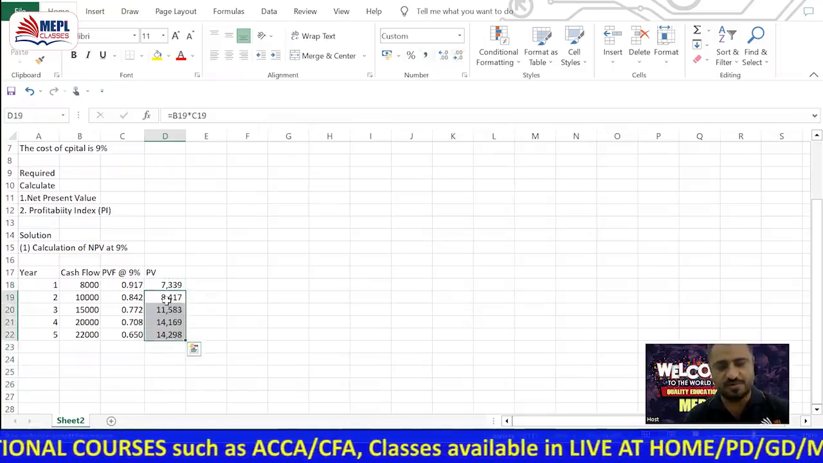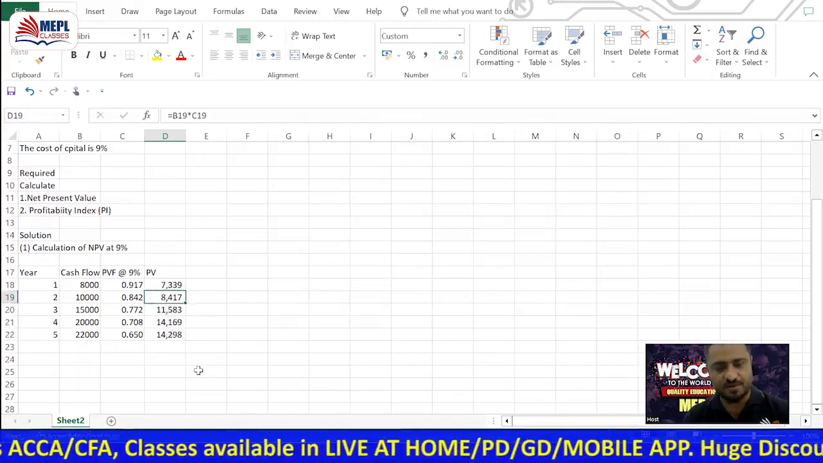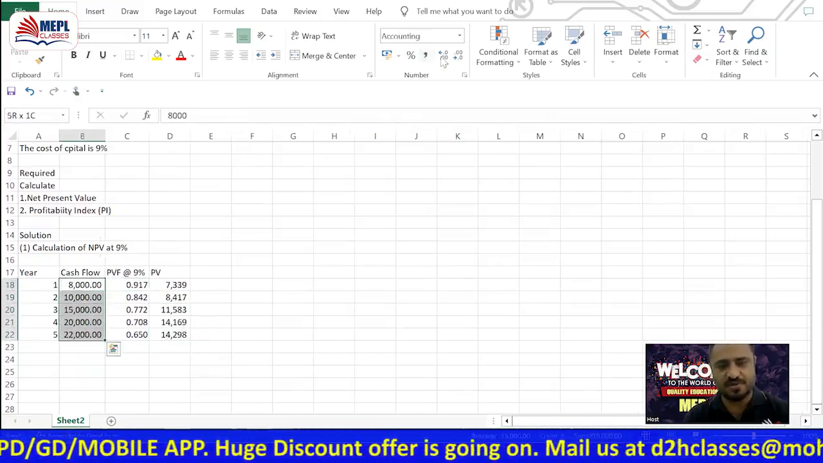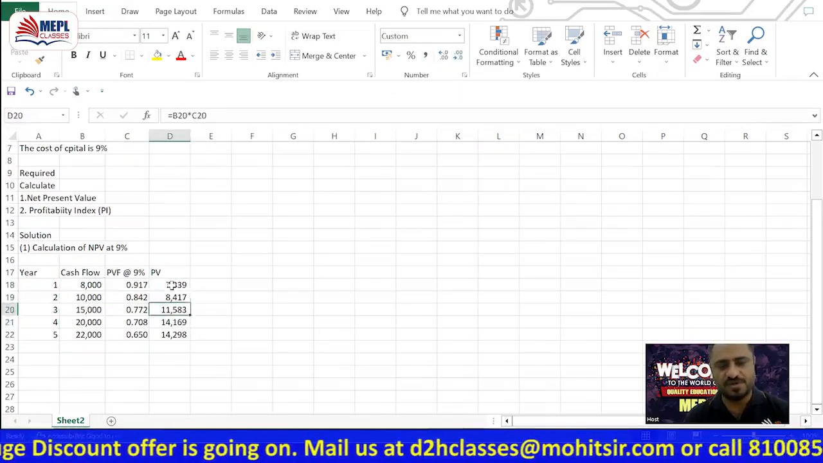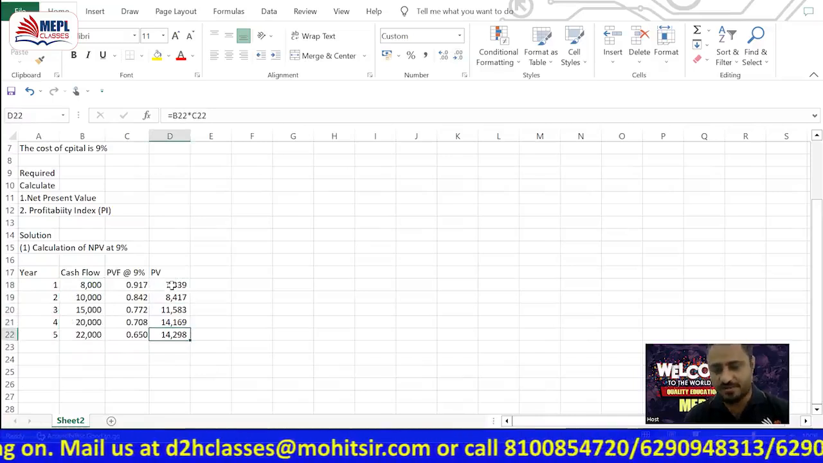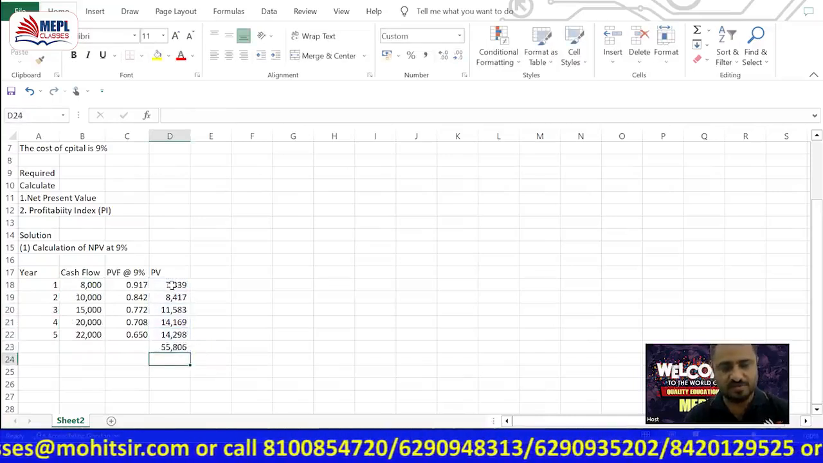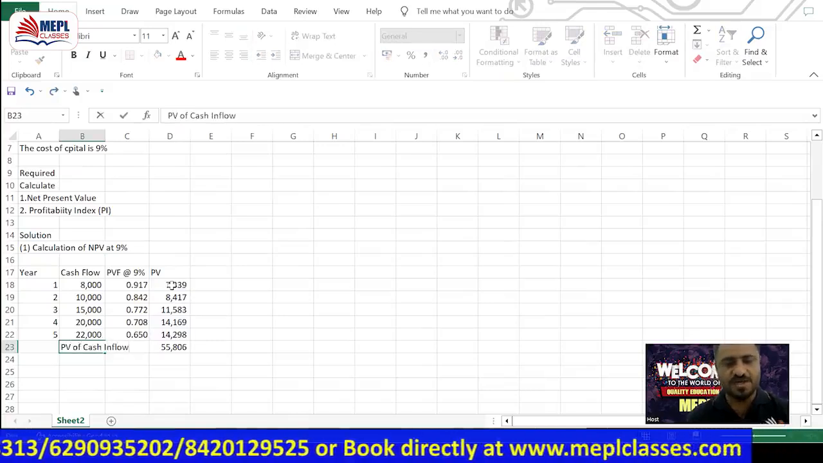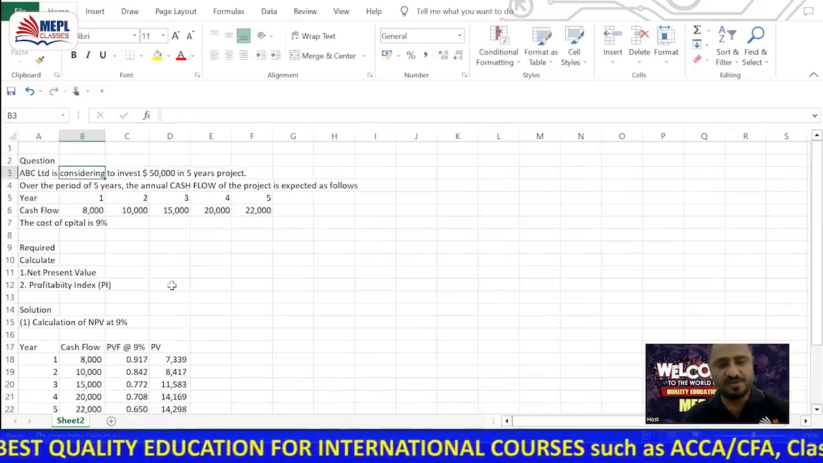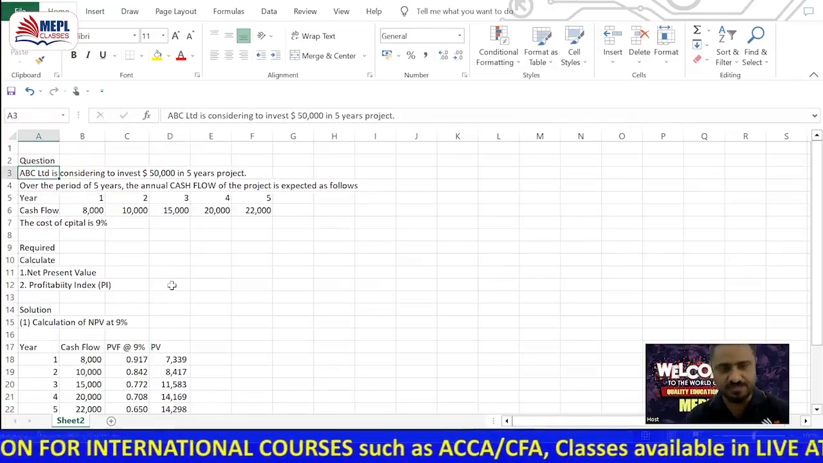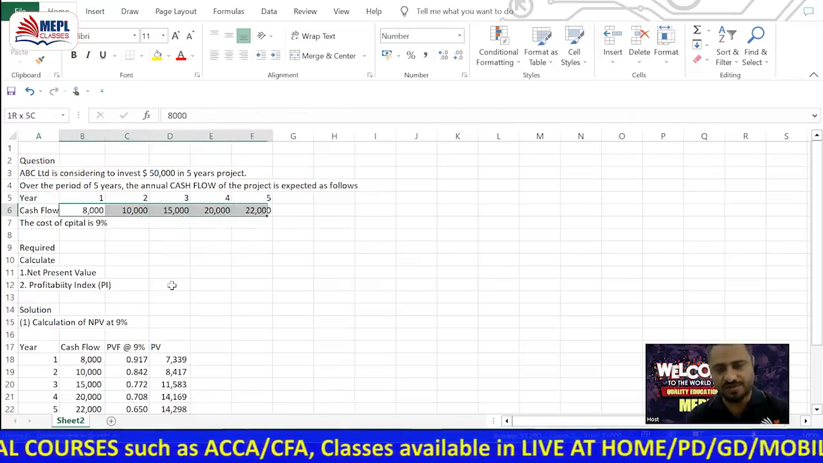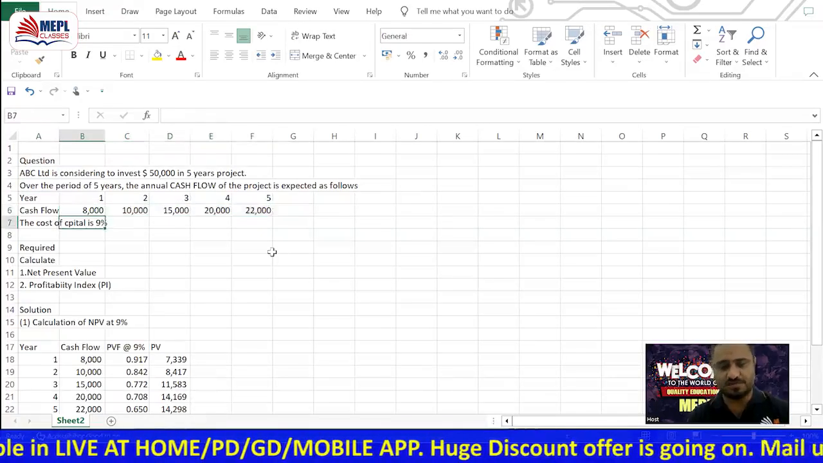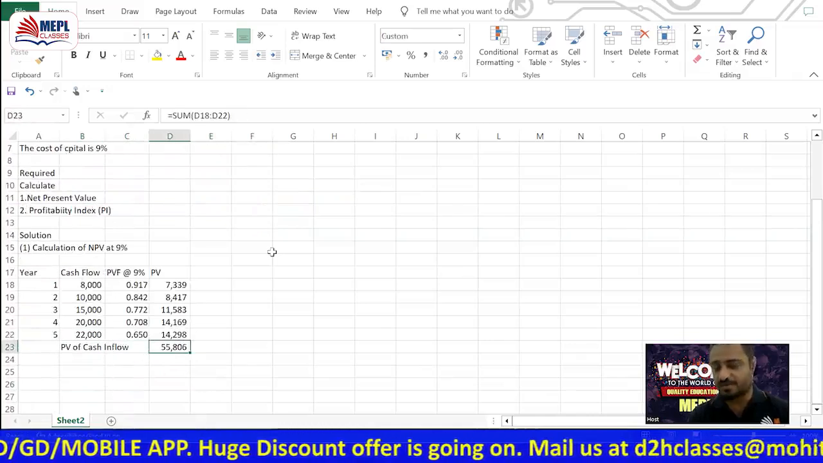So similarly, if you list out the present value of a cash flow which is expected to be received in the future, make sure you are using the correct discounting factor. So the sum of these will give you the present value of cash inflow. It means by investing $50,000 today in a project and by receiving 8,000, 10,000, 15,000, 20,000, and 22,000 over the period of 5 years, which sum up to 75,000, the present value of which is 55,000.